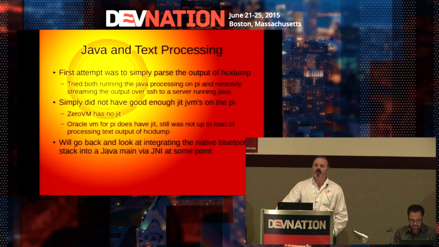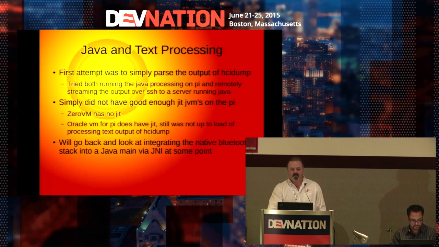The default OpenJDK JIT doesn't exist, so it's just a pure interpretive VM. Oracle actually does have a VM for the Pi that does have a JIT, but it's still not that great. Testing it, it's a lot better than the default one, but still not back to the typical performance you can see on your usual server-side JITted VMs. So I'll talk about how I actually ended up integrating natively with C++.